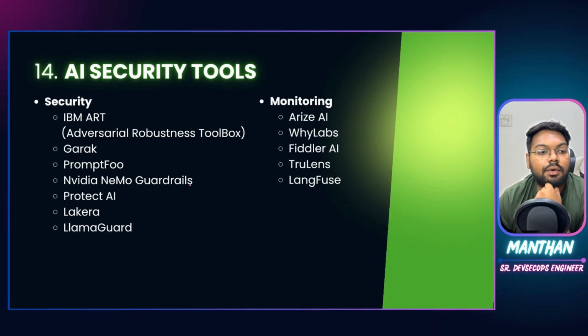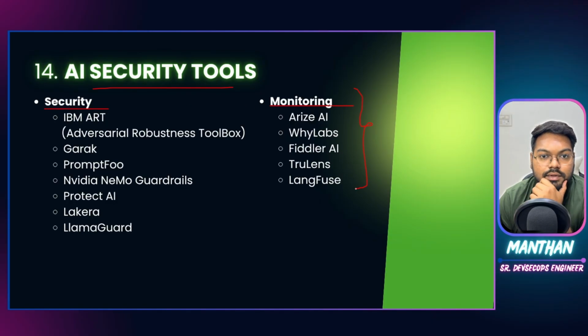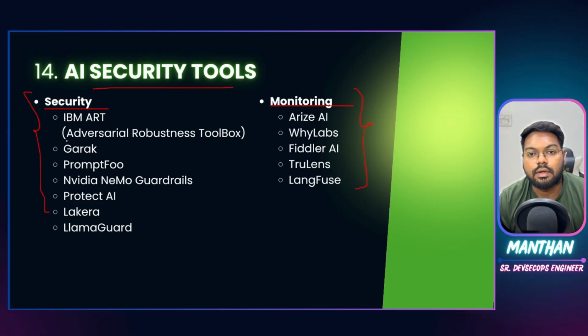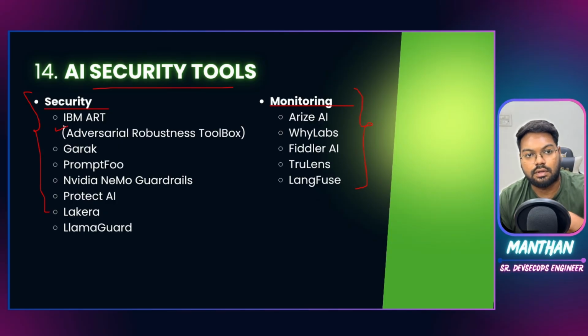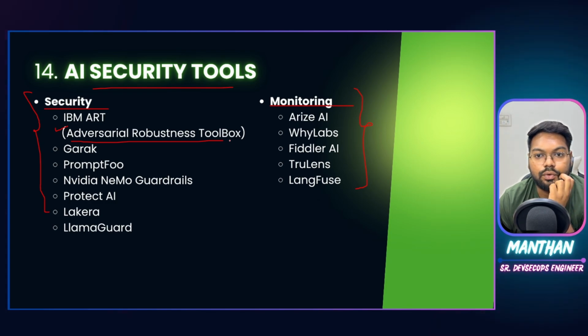Next stuff is AI security tools. What are the different tools that you can use for security purposes and for monitoring purposes? You can check a couple of these things. ART is one of the most important tools, which deals with the Adversarial Robustness Toolbox, which we have discussed earlier. These are the two most important things that you need to check.